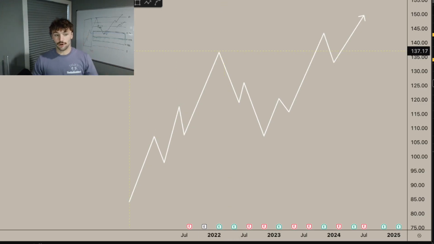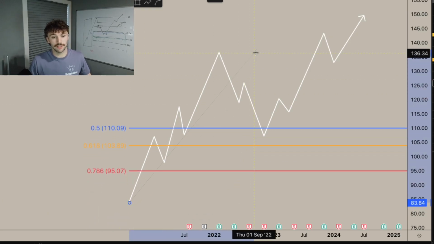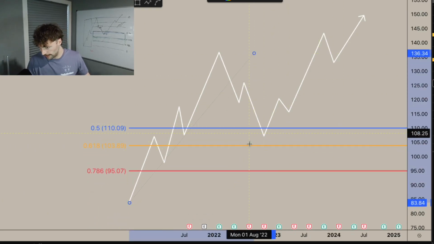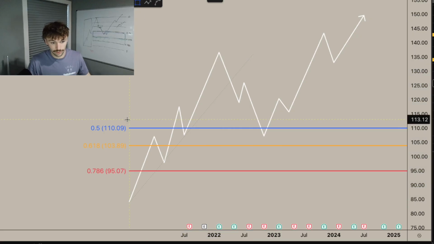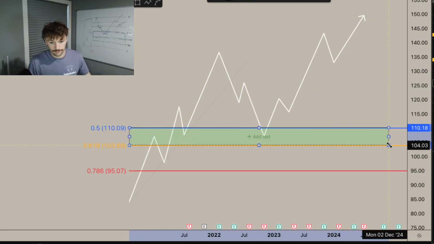But calling top is a lot harder. So that is what I'm getting at there. But what you're going to do is draw your mark from the low to the high right here. And you can see I'm a goat right there. So that is our golden zone. This is our golden zone right here. This zone right here. Bang.